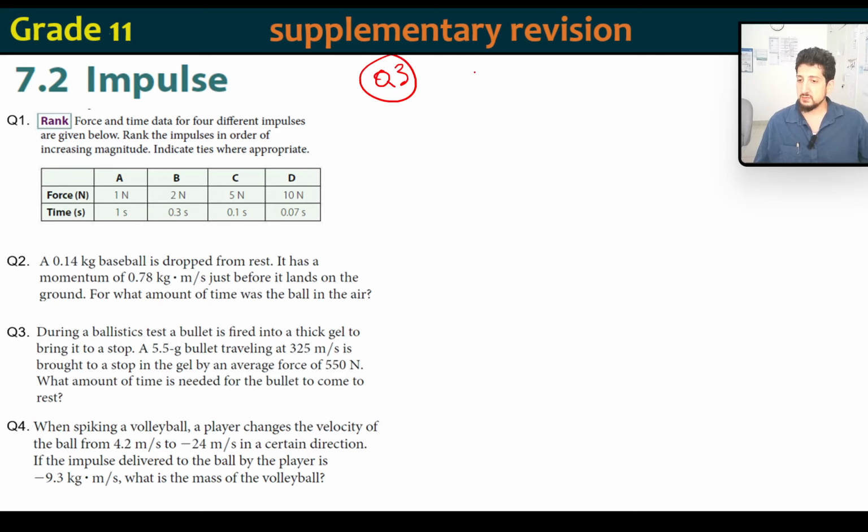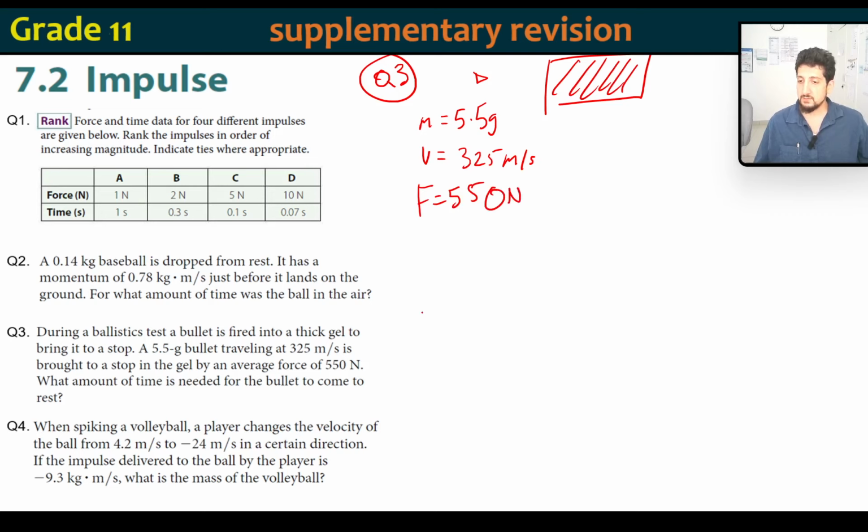During a ballistic test, we have a bullet that's going to be fired into a gel, and the bullet has a mass of 5.5 grams. It's pretty small, and it's traveling at a speed of 325 meters per second, which is also quite slow, by the way, for a bullet. And we are trying to work out what is the time needed. We've also got a force. They've given us a lot, 550 newtons. What are we trying to work out? The time it took to stop the bullet once it goes into the gel.